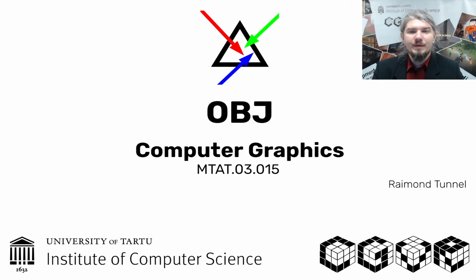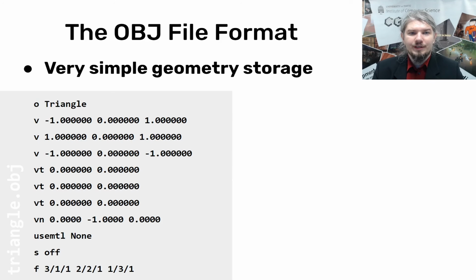OBJ. The OBJ file format is for storing very simple geometric objects. It lays out all of their vertices and data in a flat structure. It does not store any object hierarchy. Here is an example of an OBJ file.